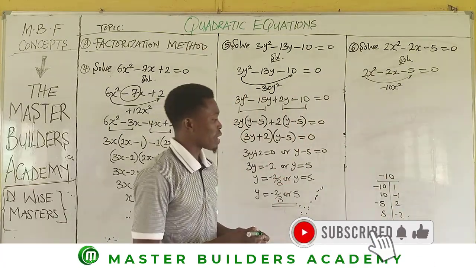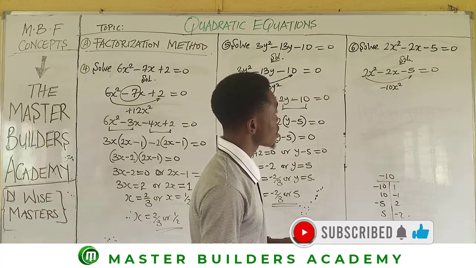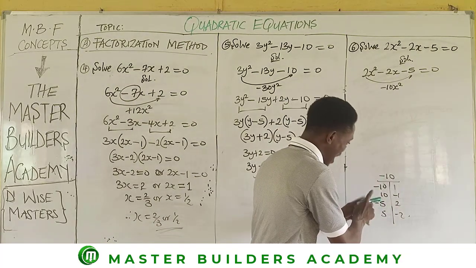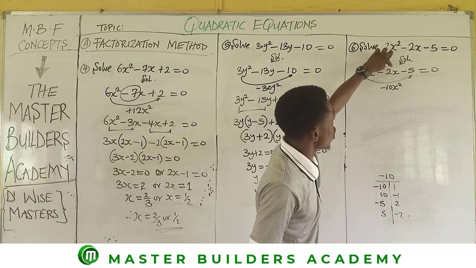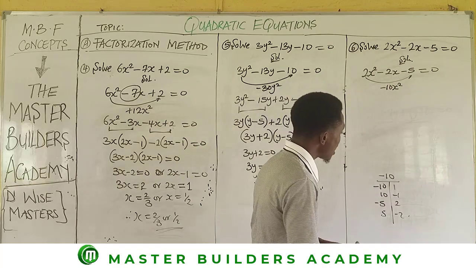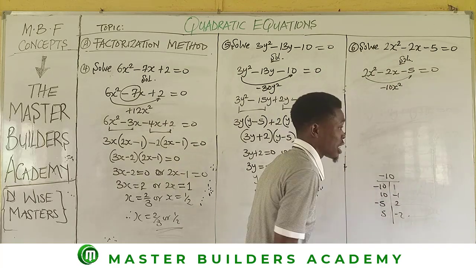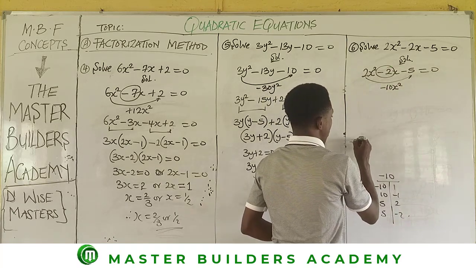But these factors that we have here, all will not go with this question. For us to be able to know among these factors the one that is suitable for this question is to check the coefficient of the middle term, and see among the summation of all these factors here, the one that will give us the middle term, and the middle term here is minus 2.